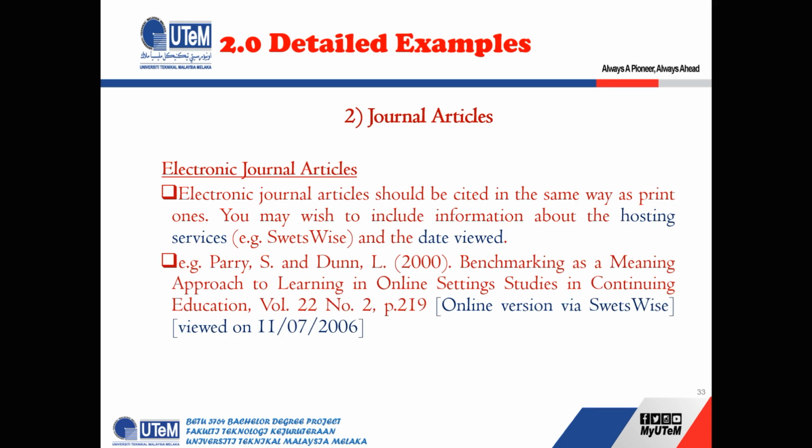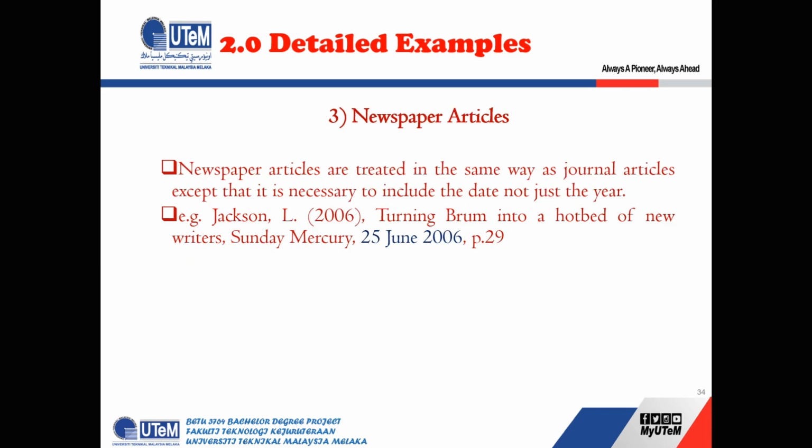Okay, then is the journal article again. Electronic journal article: if it is electronically available, then we have to again add the information from where we have got it, the online version via SwetsWise. We have to mention which website we have got it from and when. The other information is the same: the authors, the title of the paper, journal title, online, Studies in Continuing Education, the volume number, the issue or number, and the page number, and then we just have to add the website information and the date we have viewed.